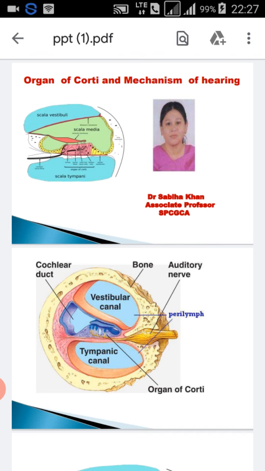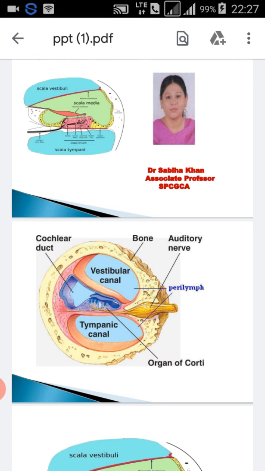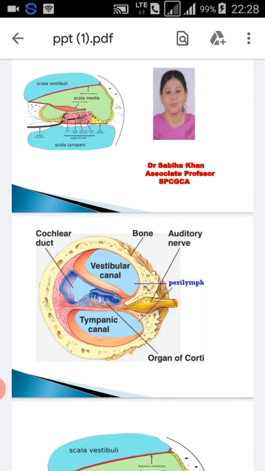Coming to the next diagram, here also you can see how the cochlea is divided into three parts. The upper part is the vestibular canal, the middle is the scala media or the cochlear duct, and the third is the tympanic canal. The blue structure here is the organ of Corti. The whole brown part is the temporal bone, and the yellow ones are the nerves. Then you can see the blue fluid, which is the perilymph, and here you see the auditory nerve and organ of Corti.